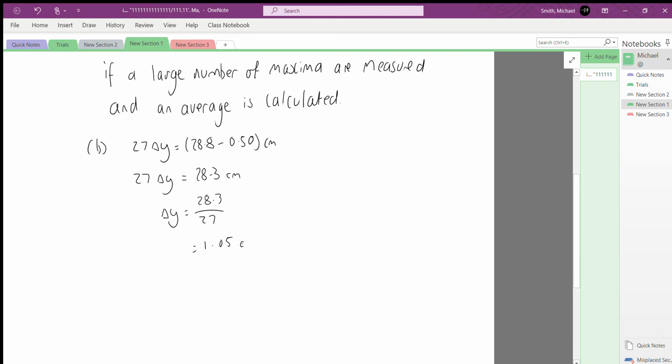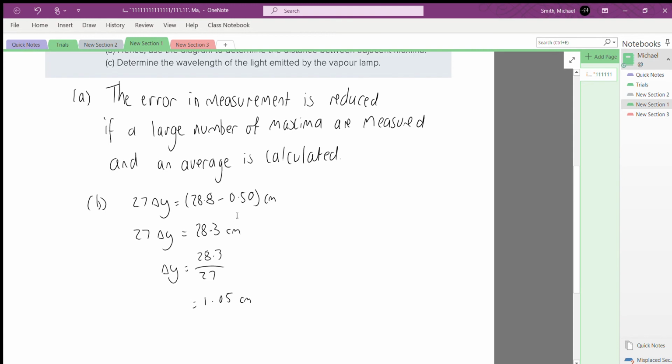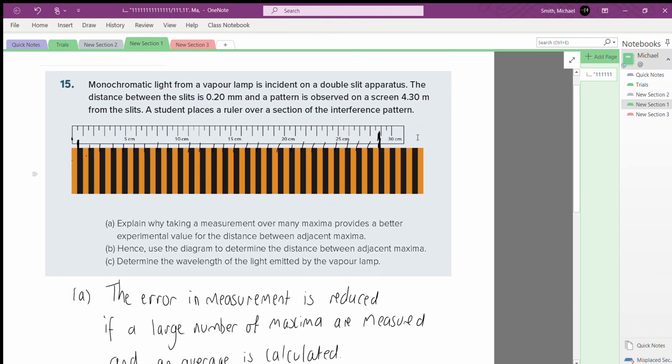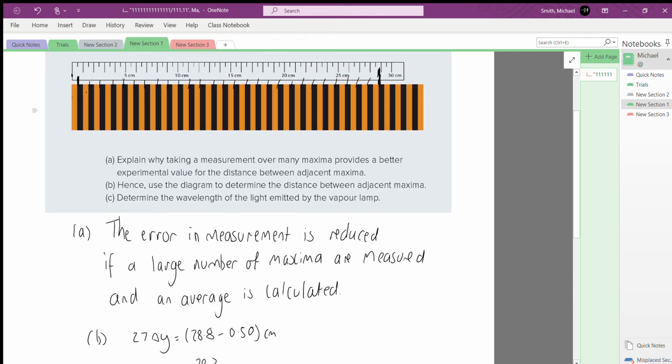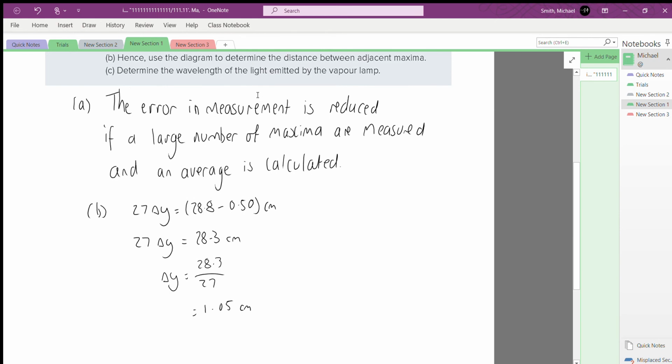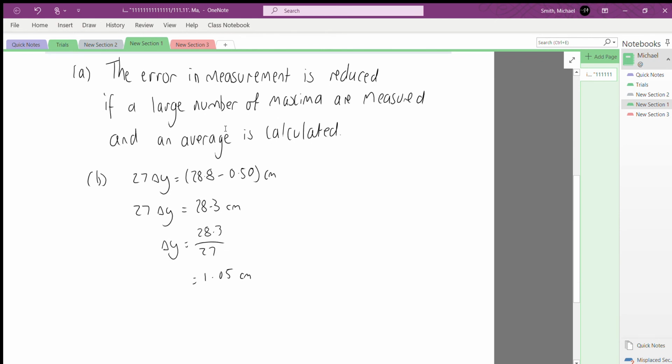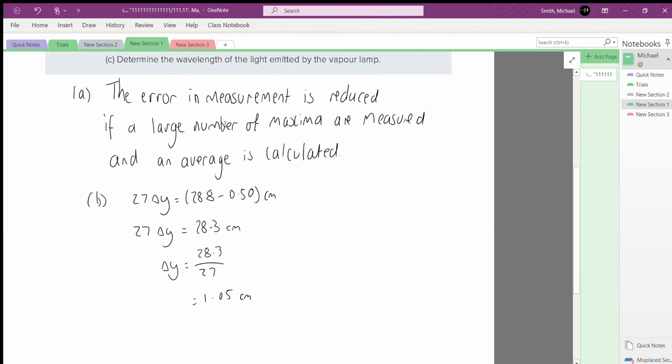1.05 centimeters. Now, if you get a little bit different than this, that's likely to be fine. Depending on where you take the measurements, you'll probably get a slightly different result. But if you're getting around 1.05, 1.06, 1.04, you're most likely doing it correctly.